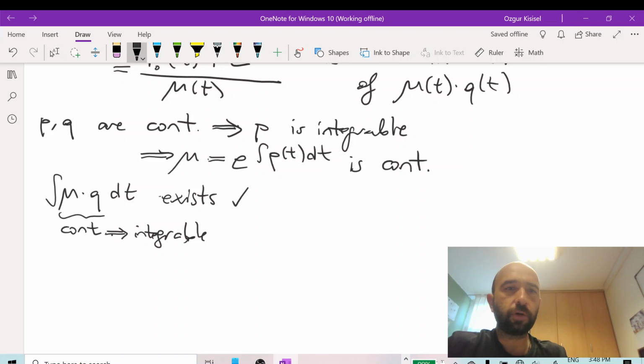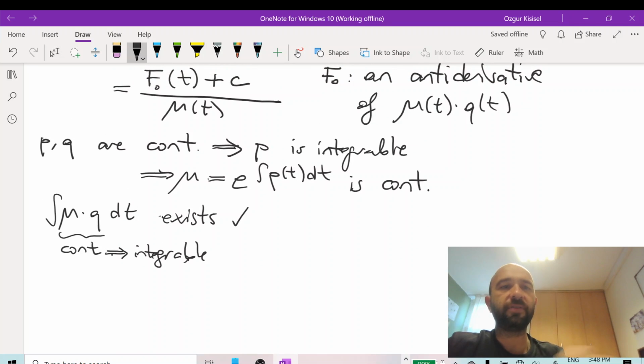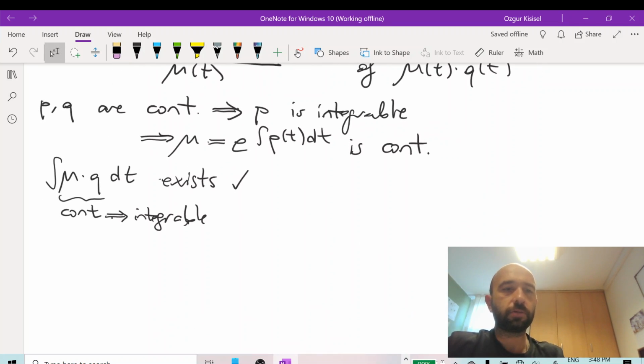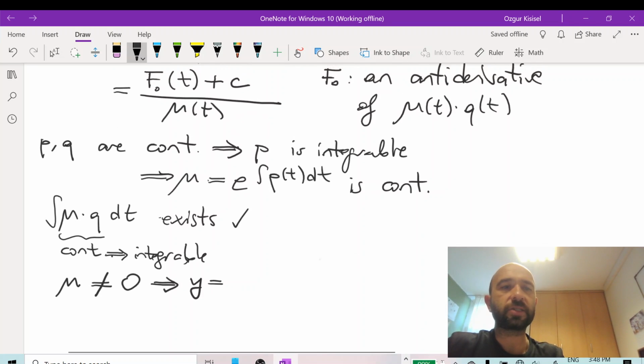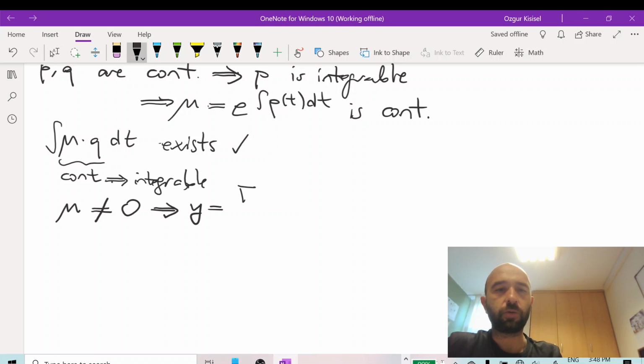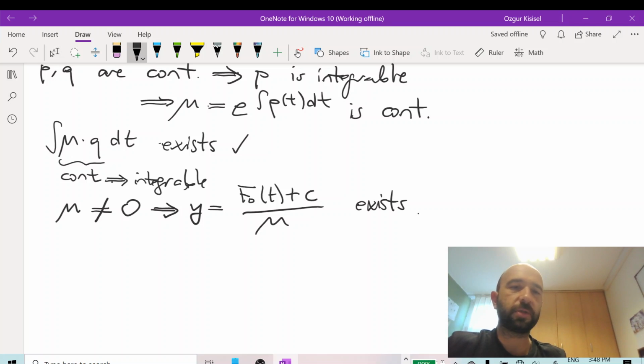Now, you might be also worried about division by mu, right? But mu is an exponential. Mu is e to the power something, so it is never 0. So this tells you that this right-hand side, f0 plus C over mu, is fine. Actually, it's continuous, let me say something. Continuous for any C.